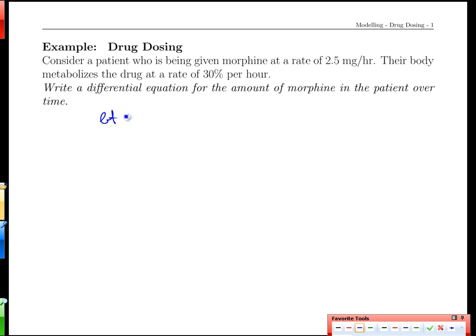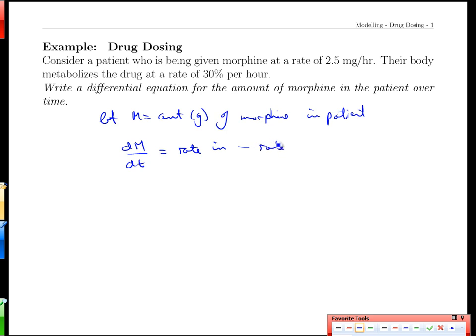If we let m equal the amount in milligrams of morphine in the patient, then the rate of change of morphine in the patient is going to equal the rate at which it's coming in. That'll be a positive contributor to how much is in the patient's body. And then we can subtract the rate at which it's leaving the body, because that would be a net negative on the rate of change overall. Or you can talk about this being the net rate of change.